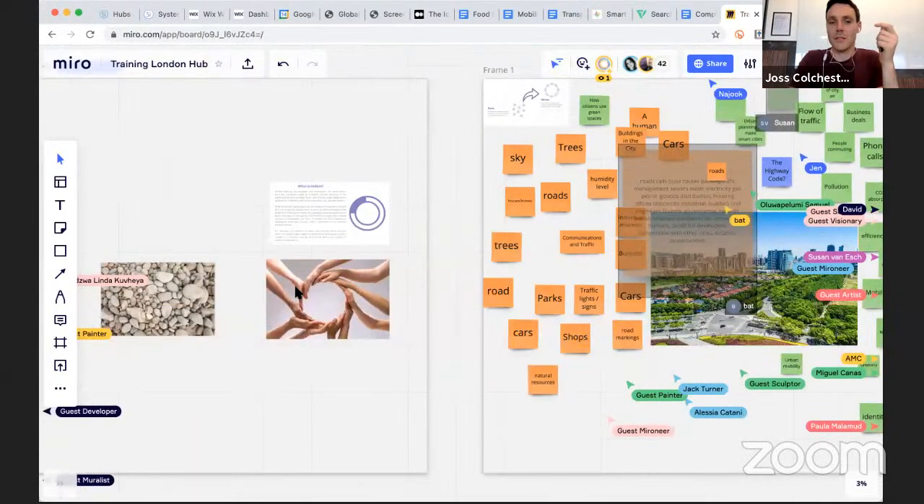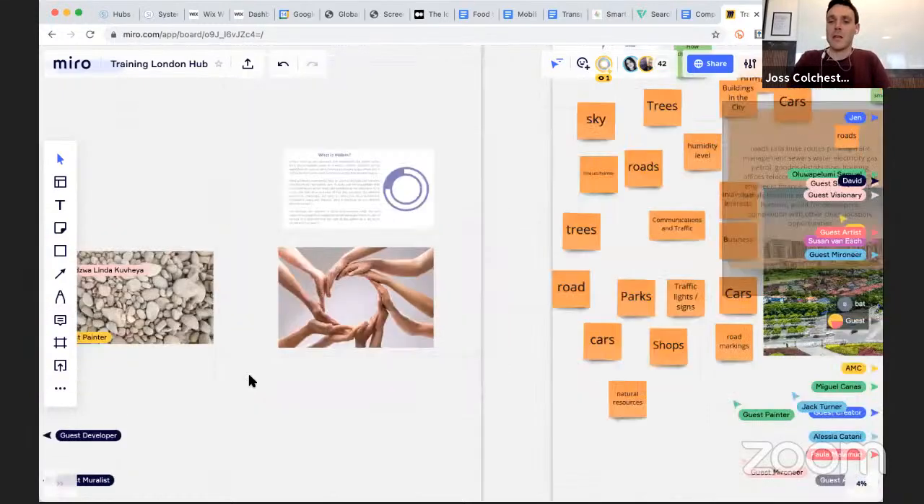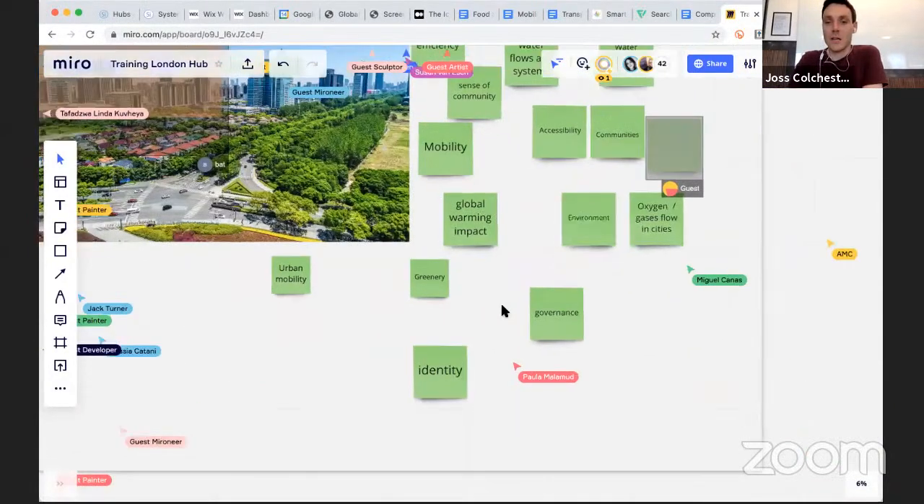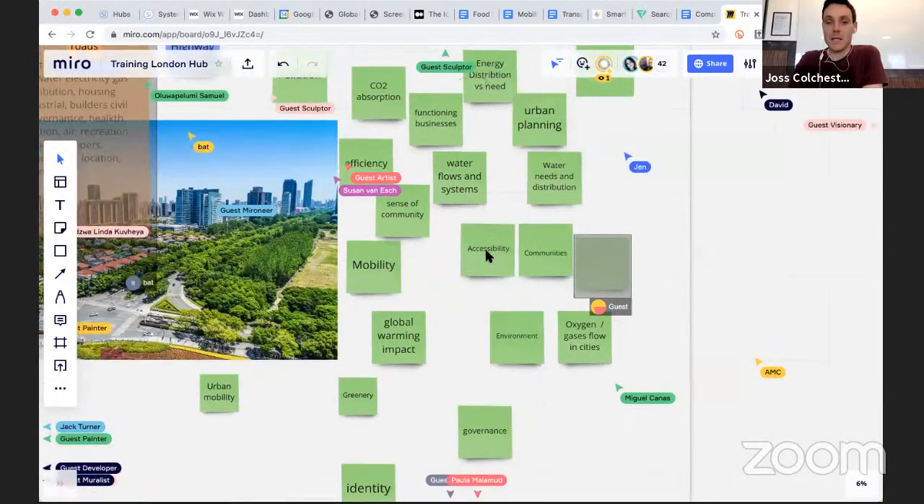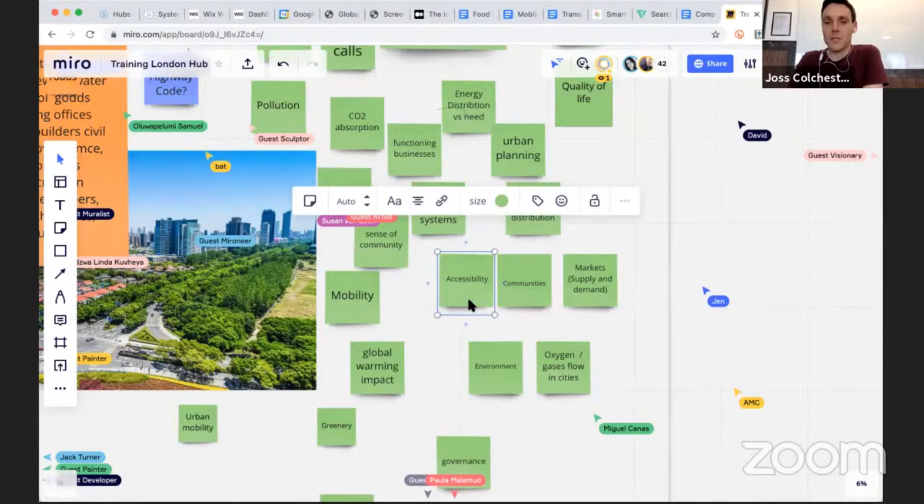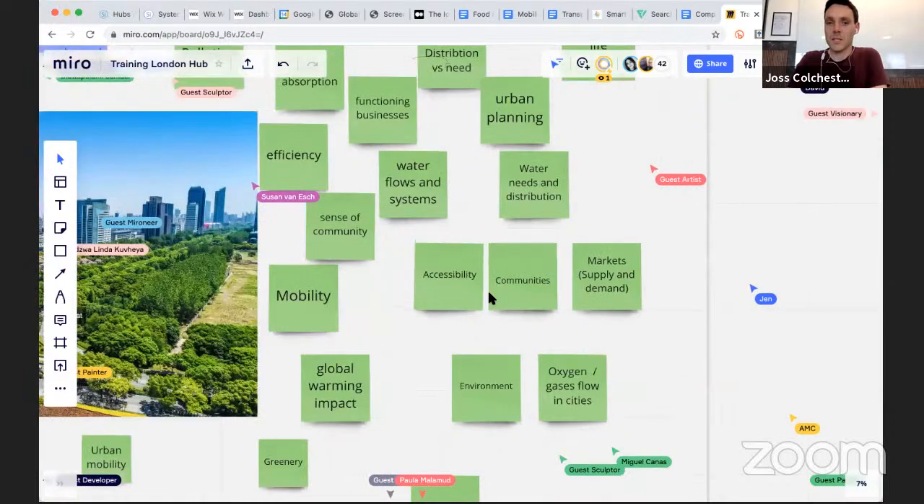This here, we're going to talk about in a minute. This is a pile of parts, but there's something extra there. Also, this is kind of a system, a circle. So let's see what you put up here. Governance, identity, greenery, global warming impact, accessibility, water needs and distribution. Because accessibility is kind of a relational thing, isn't it? It's a relationship between things, it's not a thing in itself. It's not a building. It's not an element. It's a relationship between different things, and a relationship of how we're using the system. Communities, it's a relational thing.